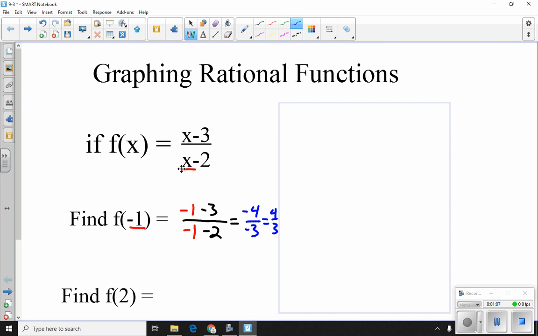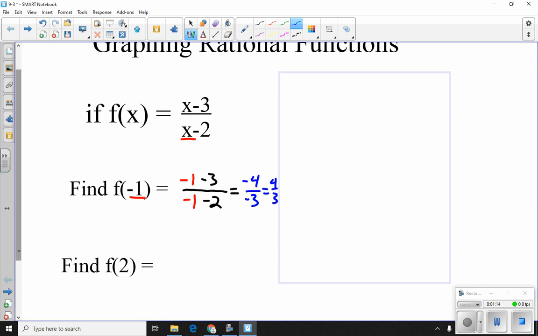The thing about rational functions is there's one issue you really have to watch out for. And I'm just going to pick f of 2 to show this point. If I put 2 in each x, I want you to notice what happens. I have 2 minus 3 and a 2 minus 2. So as I solve this, 2 minus 3 becomes a -1 over 2 minus 2 is a 0. But here's the problem. You can never divide by 0. If you divide by 0, this is undefined.